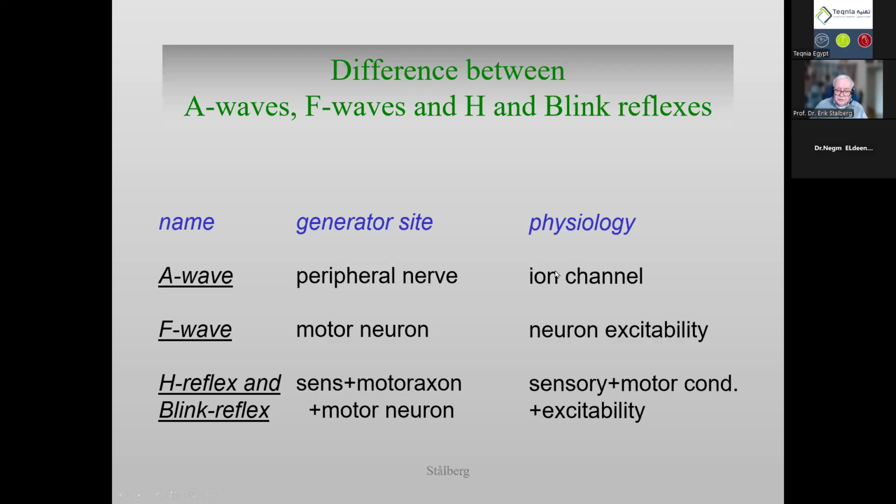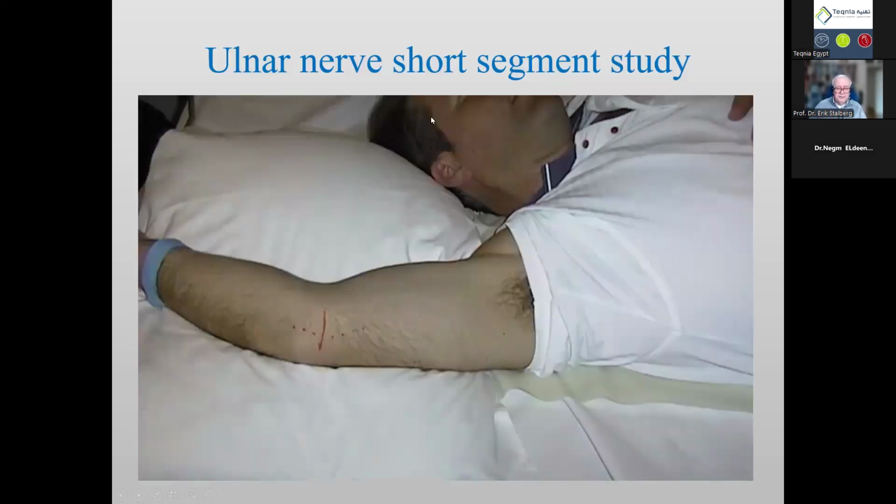It's an ion channel problem. F wave comes from the motor neuron, and it is an indication of neuronal excitability. And the H reflex, then we study both the motor and sensory axon, and maybe we do not have time to go into that right now.